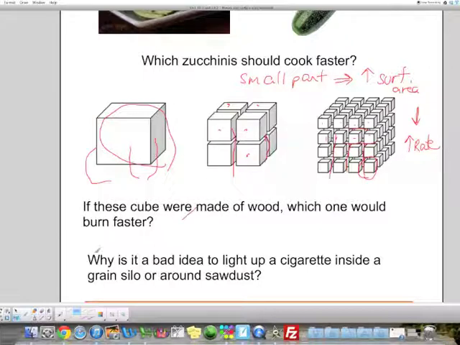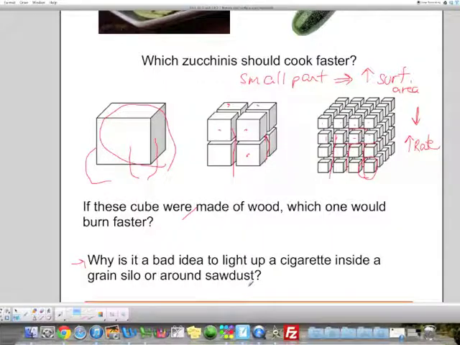Which leads me to the next question. Why is it a bad idea to light up a cigarette inside a grain silo or around sawdust? In a grain silo, you have a lot of dust from the grain, and it's in suspension in the air. So it's the same as being in the middle of a pile of sawdust. So why is it bad to light up a cigarette? Well, again, because the particles here are so small that they're very reactive.